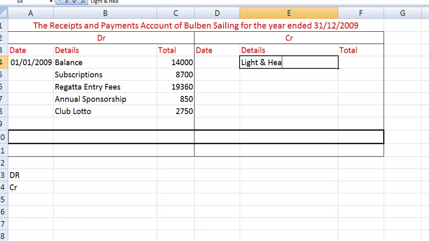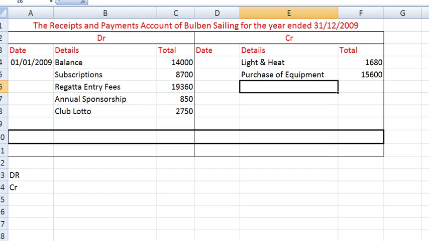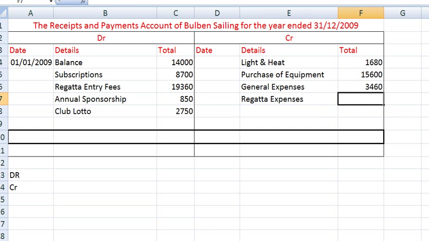So light and heat. Again, no adjustment. Just put it straight in. Purchase of equipment, 15,600. General expenses, 3,460. Regatta expenses, 8,220. And insurance of 1,870. So all my receipts and all my payments have been entered.